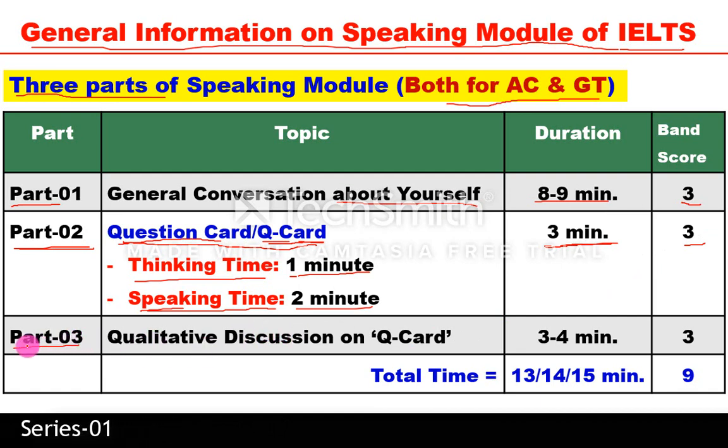In speaking Part 3, you will be asked questions related to the cue card. Here you will get between 3 and 4 minutes. Here also 3. So in the speaking module, you will get between 13 and 15 minutes, and a total band score of 9.